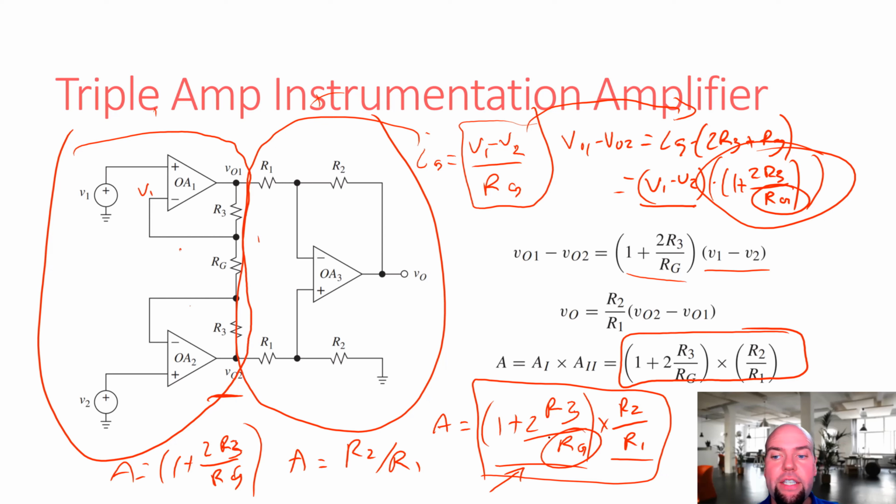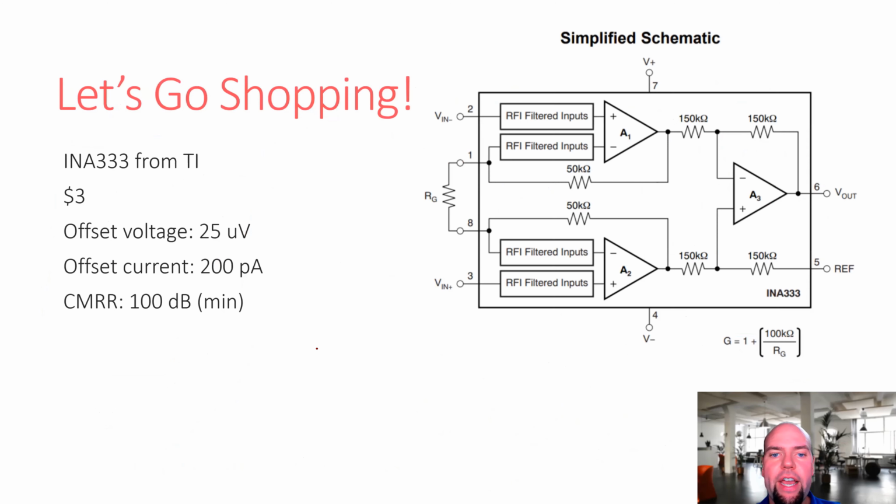Now let's see how we can use this. To see how we can use this for this lecture, all we're going to do is go shopping. If you search on DigiKey for instrumentation amplifiers and sort by the most popular, you'll find a couple of ones that don't really count by some no-name companies. And then you're going to run across this TI INA333. This is a fantastic instrumentation amplifier. It's an extremely popular instrumentation amplifier.